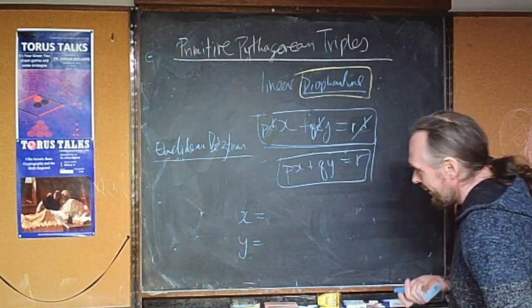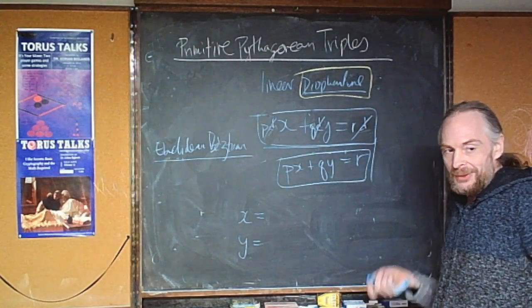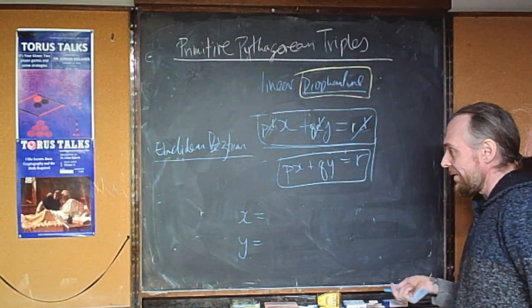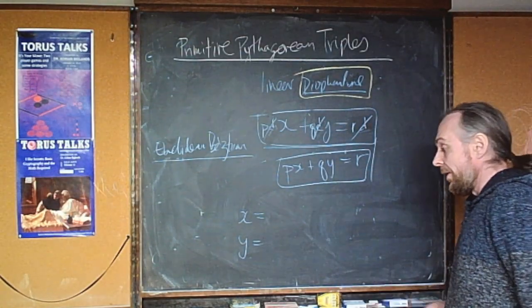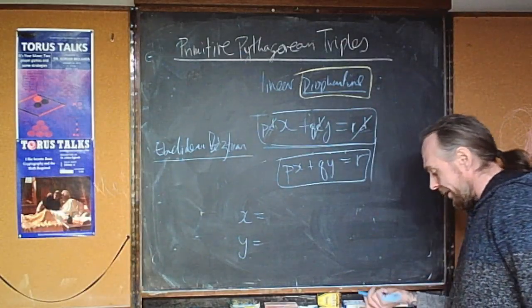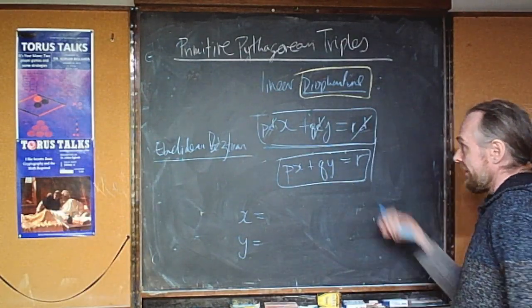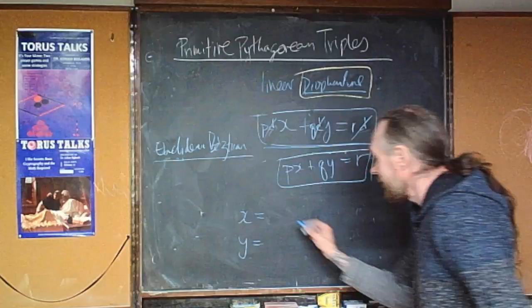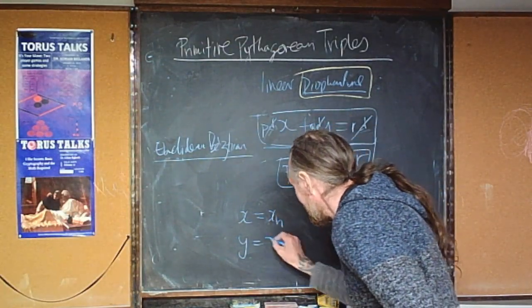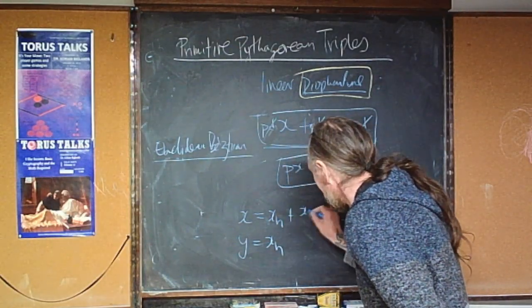Be quiet back there. The general solution, and this is the analogy that you're going to use whether you're doing differential equations or difference equations or the linear Diophantine equation, is the associated homogeneous solution plus a particular solution.